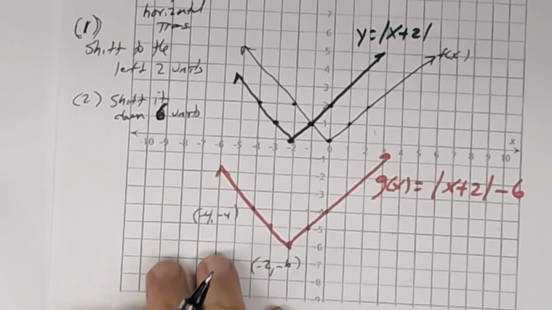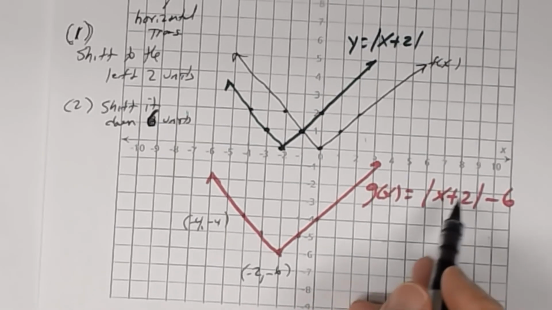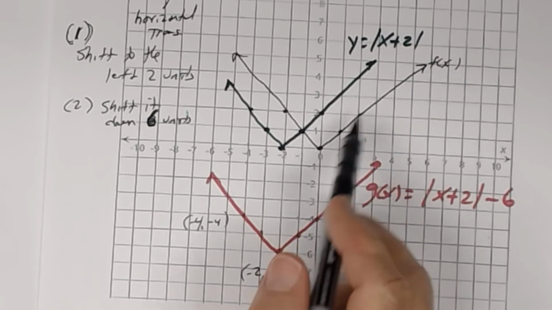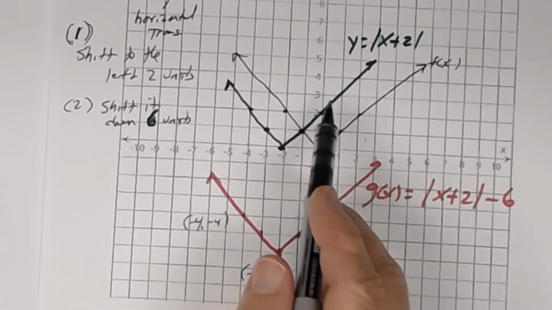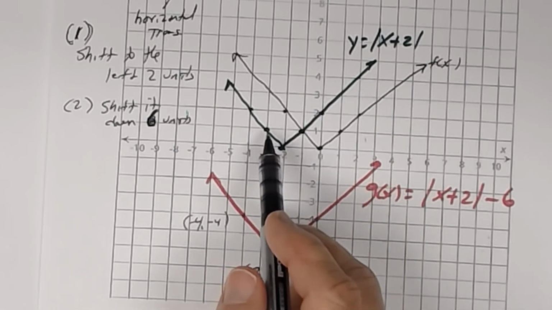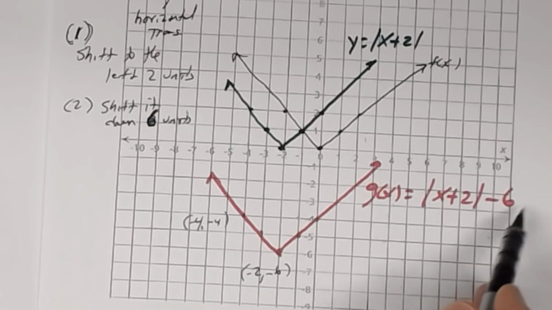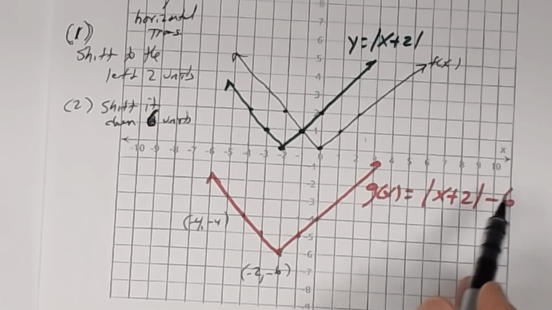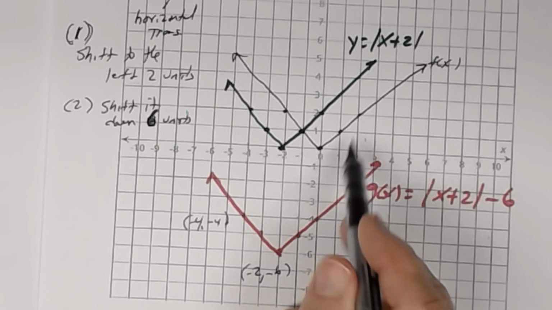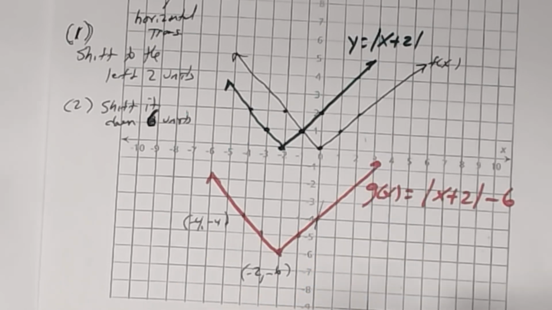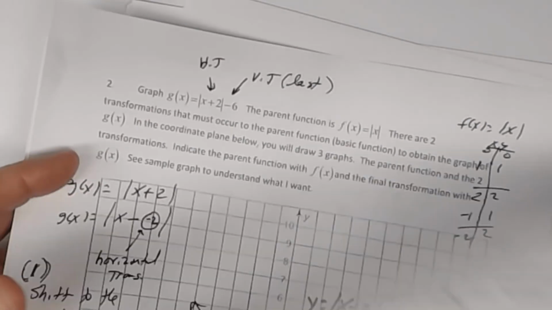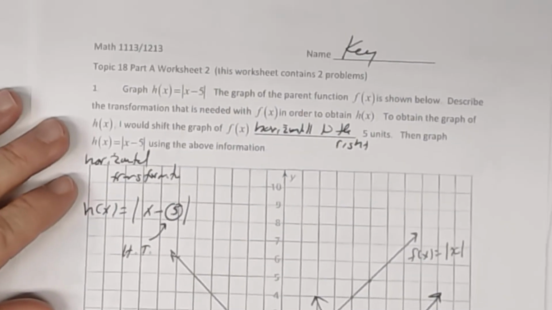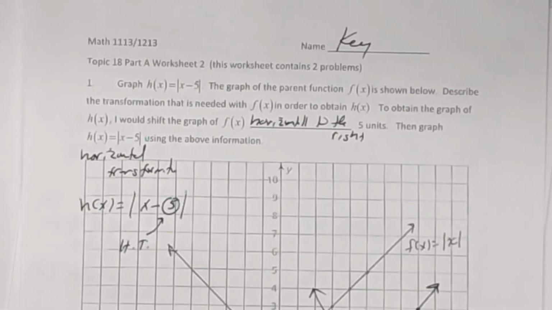So remember what we just did. Basically, you're going to do your horizontal transformation first. So you're going to take your parent function, you shift it to the left 2 units. That's how we got this graph right here. Then you can do your vertical transformation next. So I'm subtracting 6. That means I go down 6. Okay? All right. So that was number 2. So that is the key to topic 18, part A, worksheet 2.